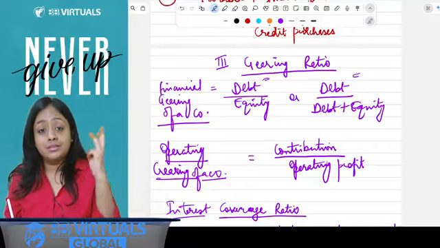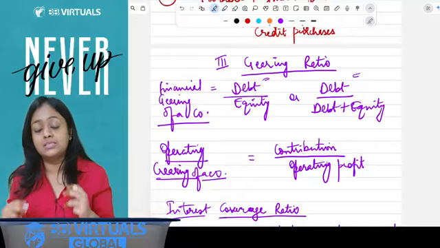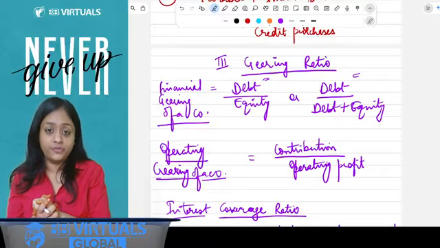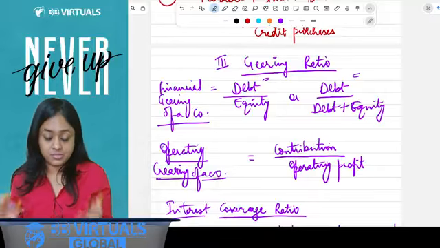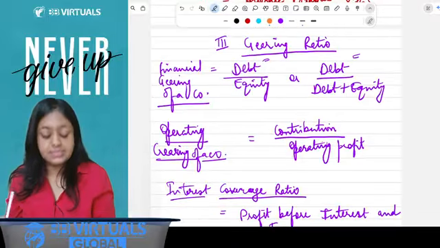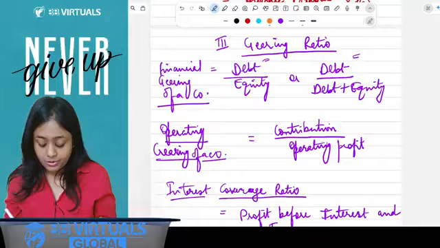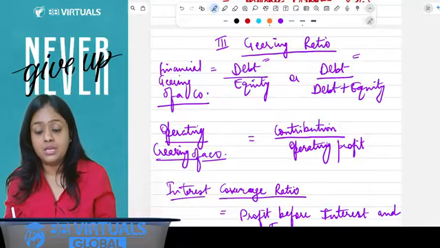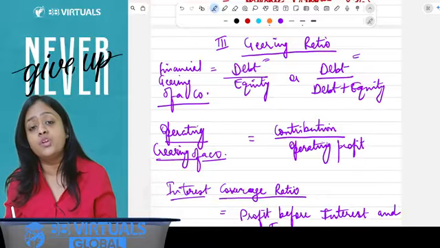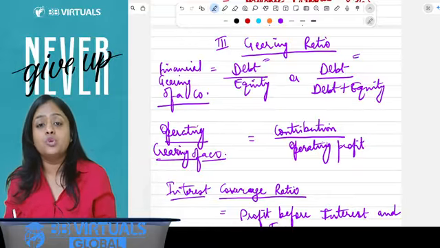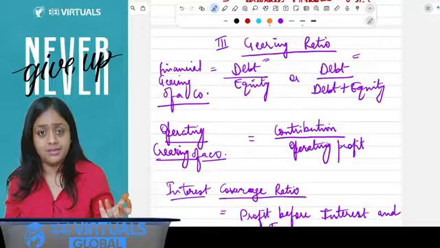Now we look at the third category, which is the gearing ratio. That simply measures the risk-taking ability of the company. So first I'll discuss the financial gearing of a company. That simply talks about debt and equity. So debt upon equity or debt upon debt plus equity. Either of the two ratios can be taken to measure this gearing.